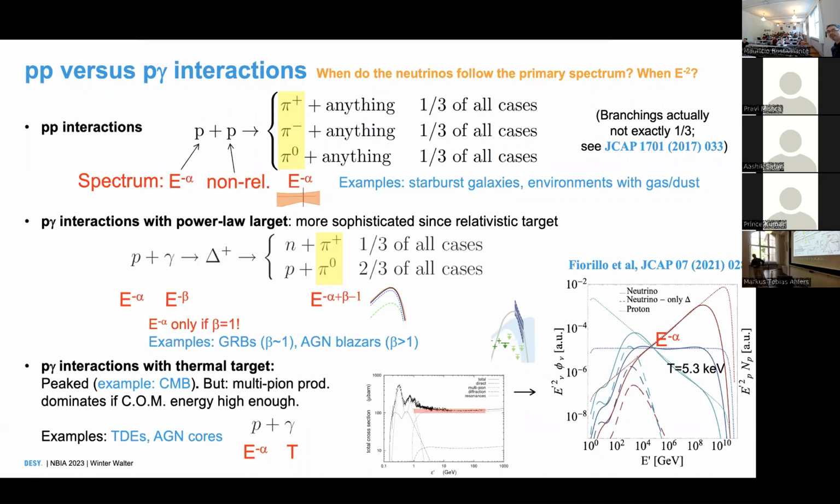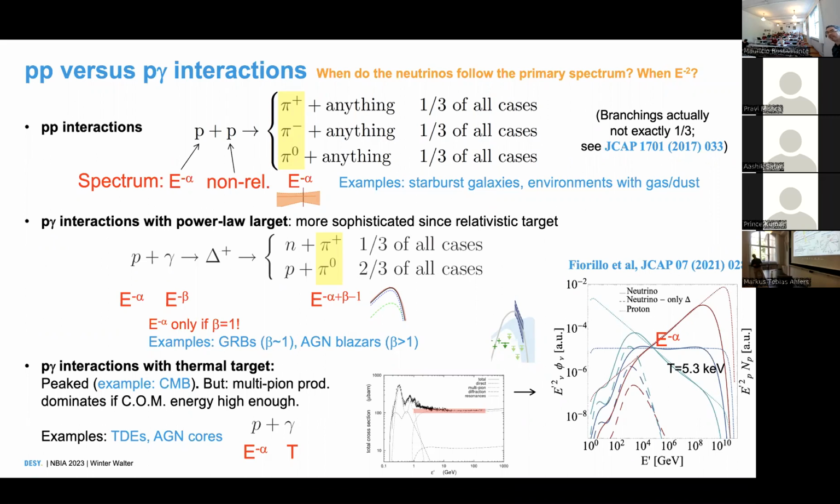And that you typically find in situations like GRBs, where beta is in fact 1 in that part of the spectrum. For AGN blazars, on the other hand, beta is typically larger than 1. So you have these kinds of peaky spectra. By the way, typical examples for proton-proton interactions are starburst galaxies, where you would have a lot of gas interactions. Starburst galaxies are galaxies which have an enhanced starburst activity and which typically have higher gas densities than our own.